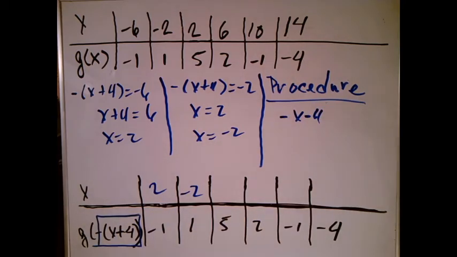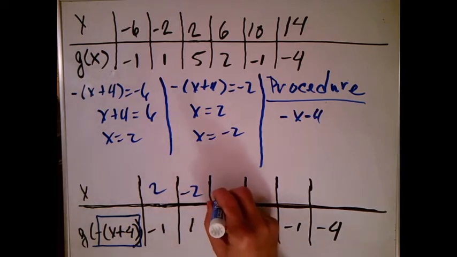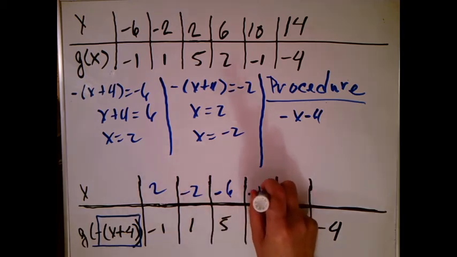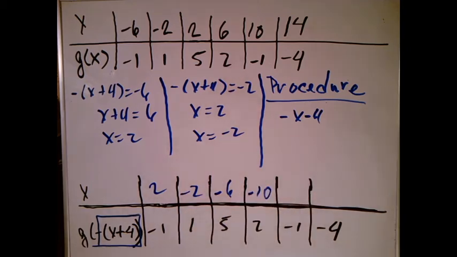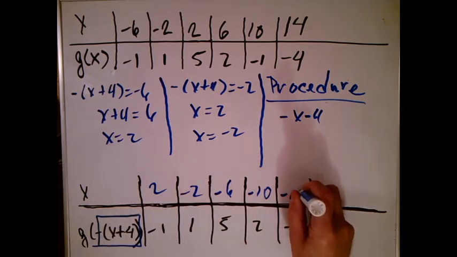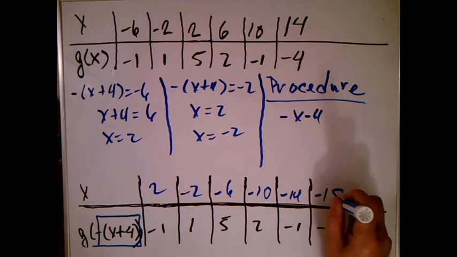Now, if I try that with minus 6, I get 6 minus 4, that's 2. When I try that with minus 2, I get minus 2. When I try that with 2, I get minus 6. When I try that with 6, I get minus 10. And by the way, we already see a nice pattern. We're just subtracting 4 each time. I'm going to come over here like this.